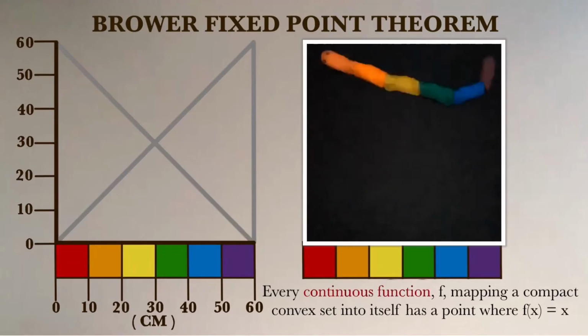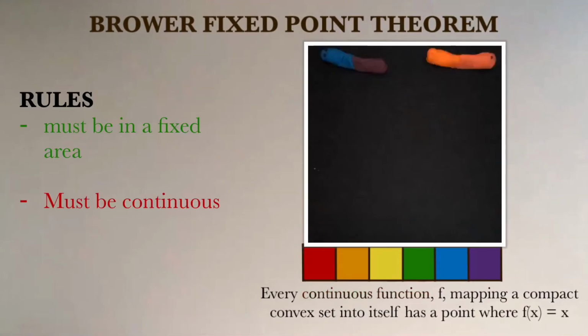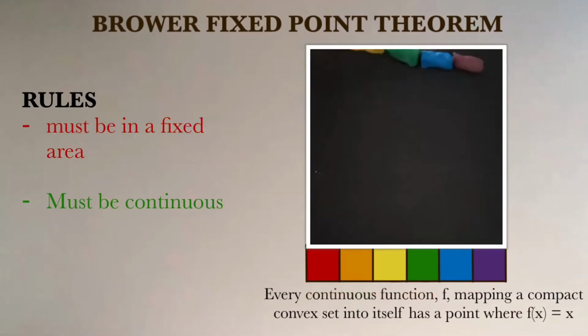This is where the phrase continuous function comes in. It's important Ned is a single continuous snake. If there were two smaller snakes, the function isn't continuous and these lines might not cross. The same is true if Ned escapes the box. The set isn't mapped into itself, so there might not be a fixed point.